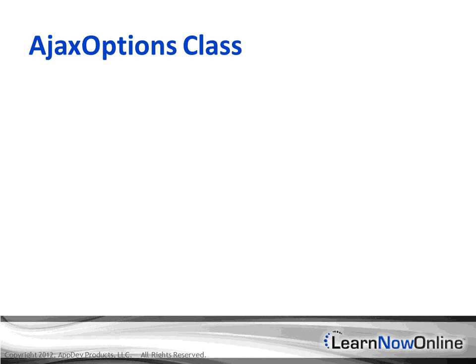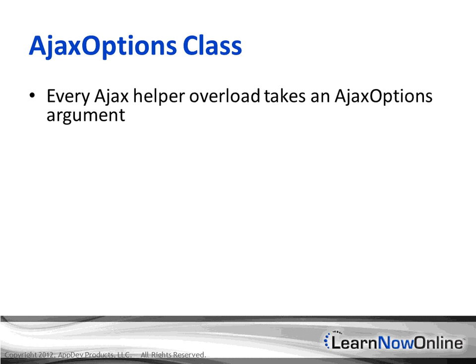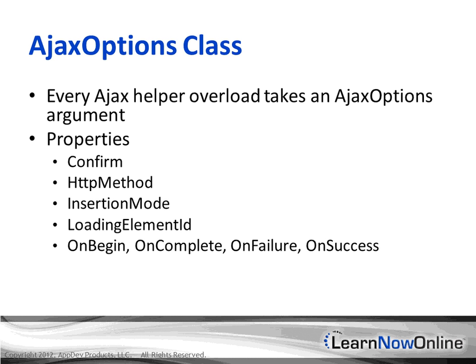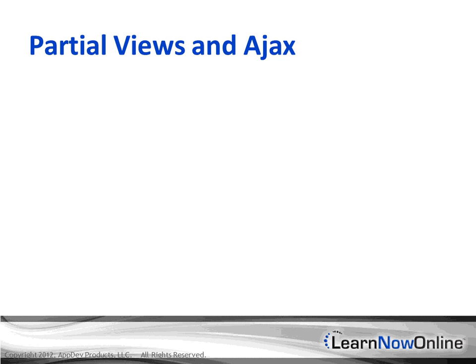Next we have the AjaxOptions class. Every Ajax Helper overload takes an AjaxOptions argument. Here are some properties. We have Confirm, HTTP method like get or post, InsertionMode, LoadingElementId, OnBegin, OnComplete, OnFailure, or OnSuccess, where you can actually reference a JavaScript function to execute based on the completeness, failure, or success, for instance, of your form. UpdateTargetId, and then lastly, Url. One of the nice things in MVC is that you can actually load partial views via Ajax call.